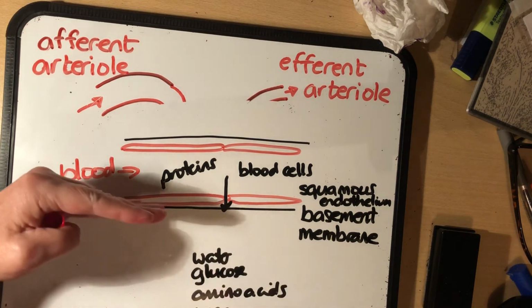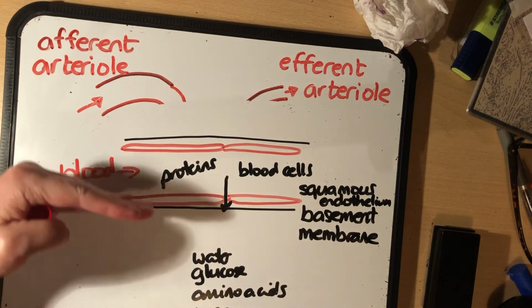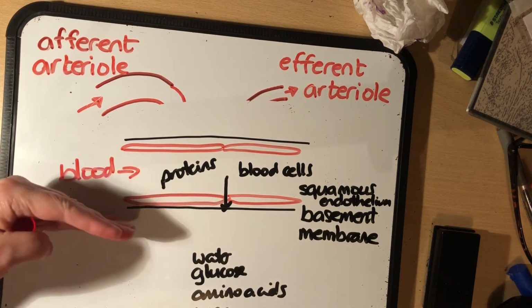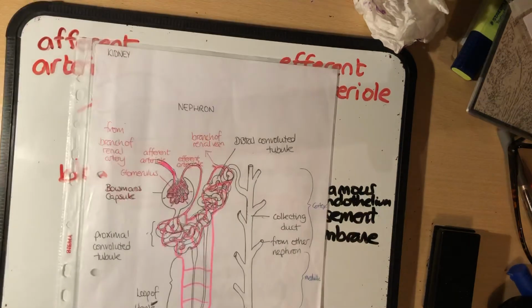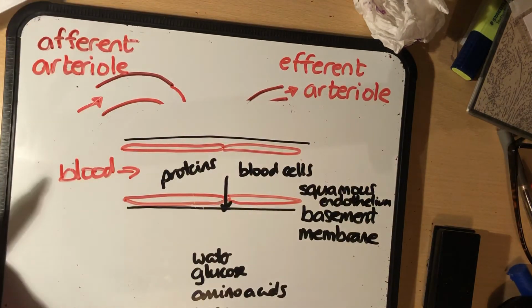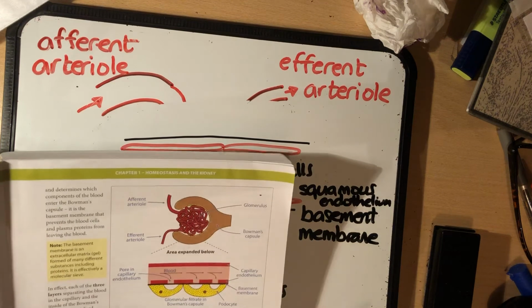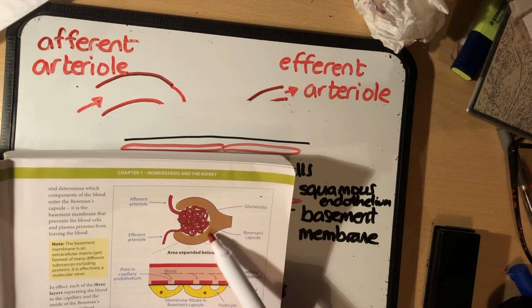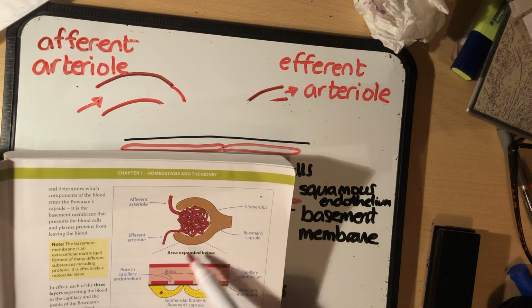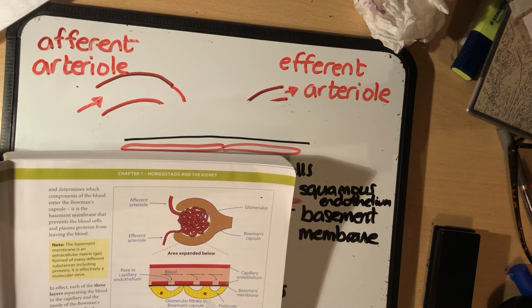We've got the squamous endothelium, we've got the basement membrane, so those two are part of the capillary wall. And then we've got the Bowman's capsule, that's the next layer. If we look at this diagram here, or the one in your textbook, this is the glomerulus, and we've got the Bowman's capsule. The layer of cells lining the Bowman's capsule are called podocyte cells.